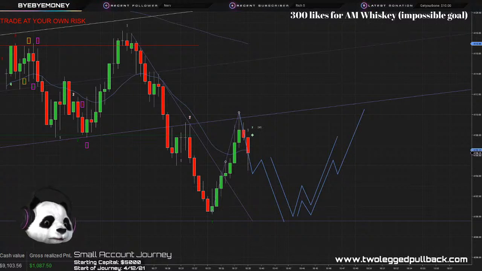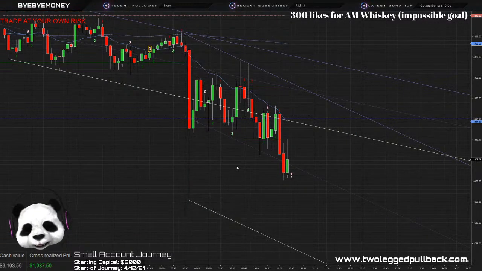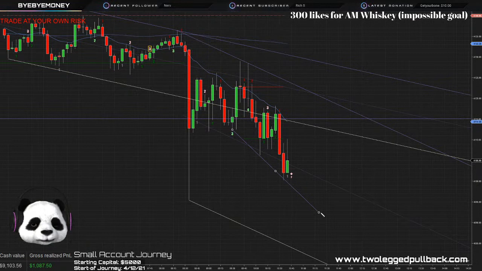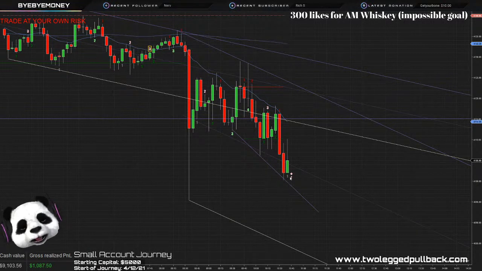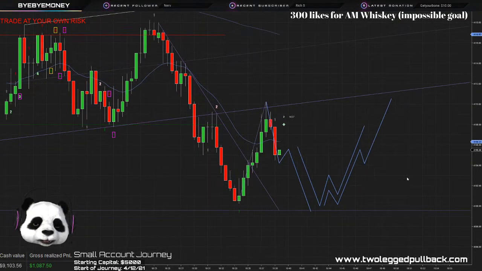Chris Zolko says, looks like a three push wedge bottom on the 5 minute. He thinks this is a wedge here, which, depending on how you make your wedge, is a little subjective, but this is a wedge if you draw it like this. Let's get that reversal, pandas. Let's get that reversal here.